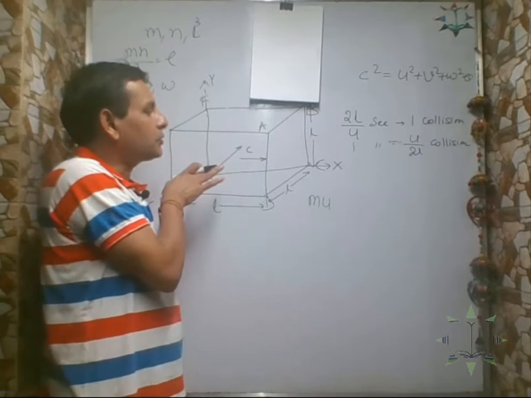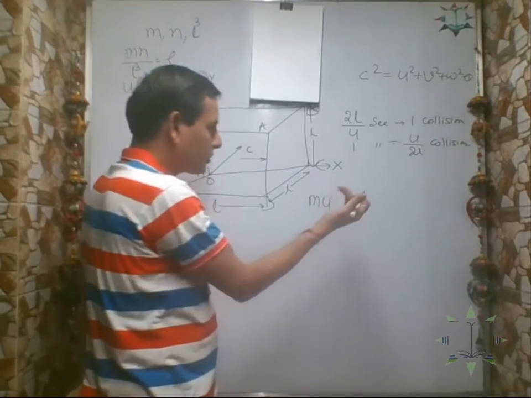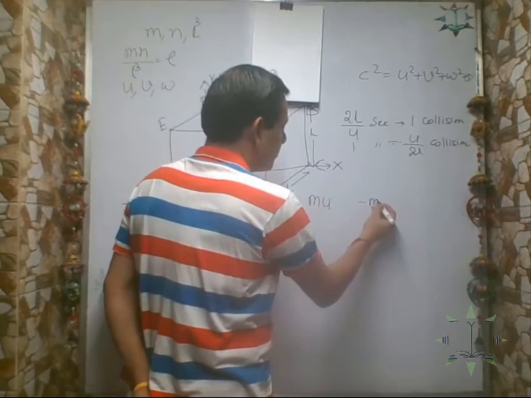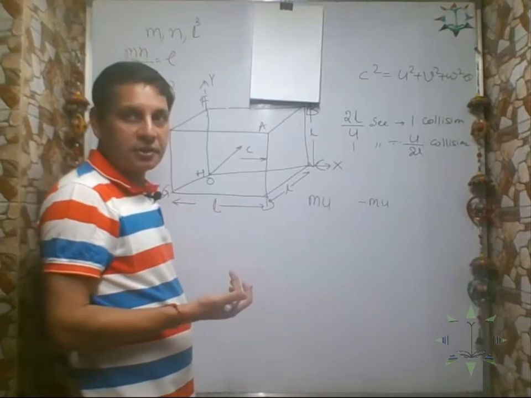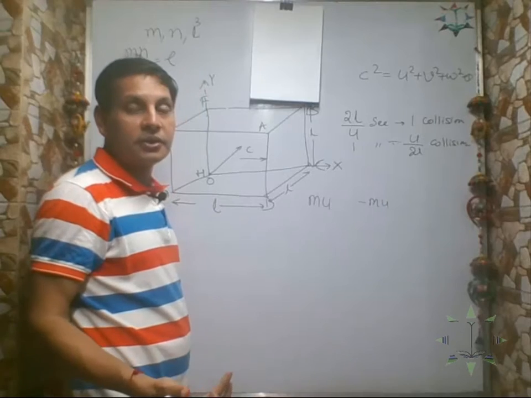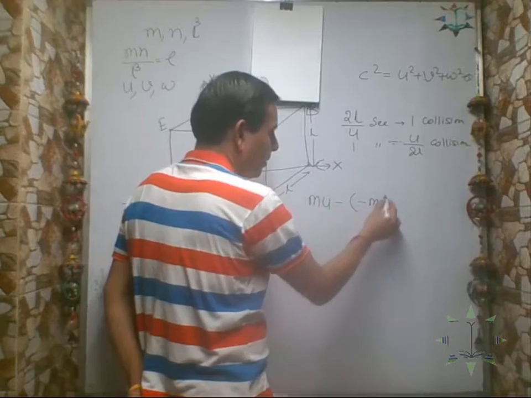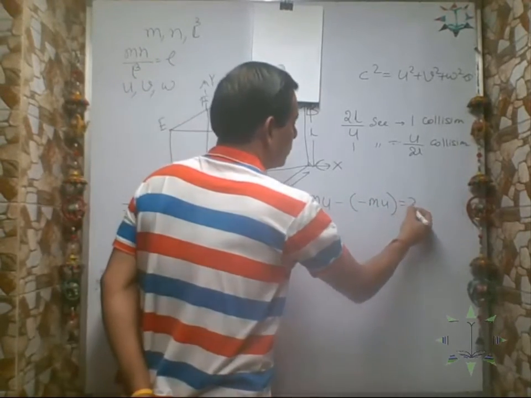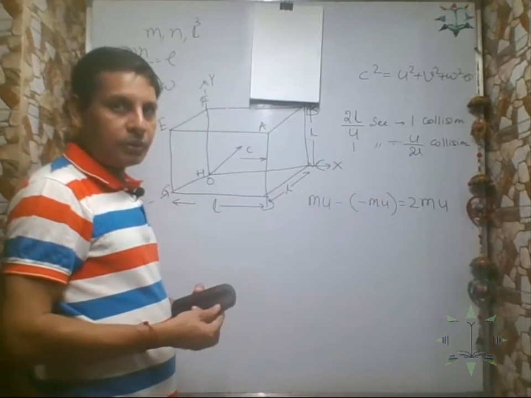When it is along the x-axis, its momentum is mu, but after collision, when it is coming back, its momentum is minus mu. Correct? Because the velocity direction is reversed. So what is the total change in momentum? It was mu, and it became minus mu, so how much total change happened? Not zero. Total change is initial momentum minus final momentum. Correct? That is 2mu. 2mu is the total change in momentum of the molecule.